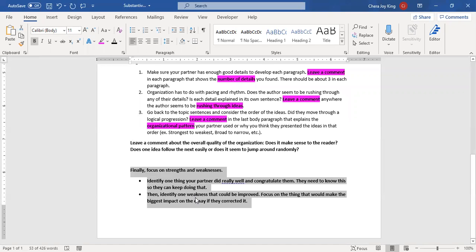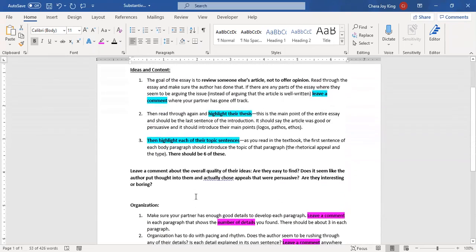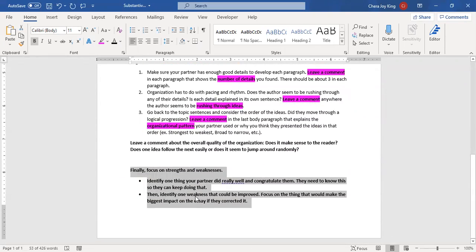Excuse me. When you identify one weakness, remember that we're talking about organization and we're talking about ideas. So try to focus your weakness in those areas, but think of one weakness that could be improved. And really just try to figure out the one thing that's going to make the biggest impact if they correct it. So instead of telling them 100 things that they need to fix, which is going to be overwhelming and they might give up, pick the one thing that you think would make the biggest difference. If they only had time to correct one thing, what's the thing that they should correct?